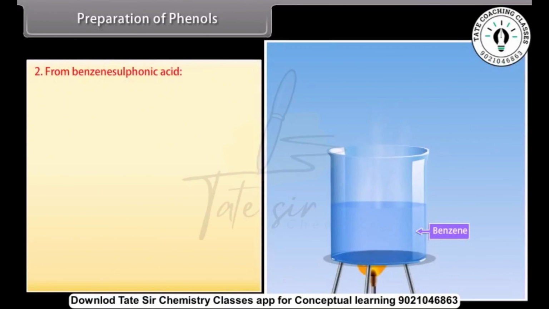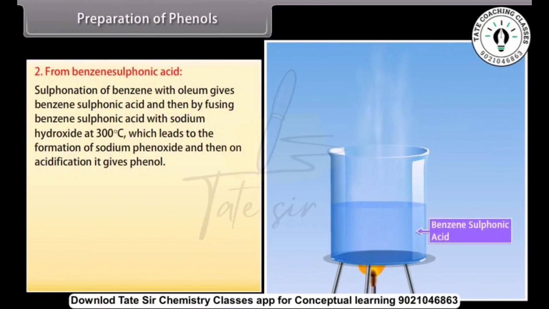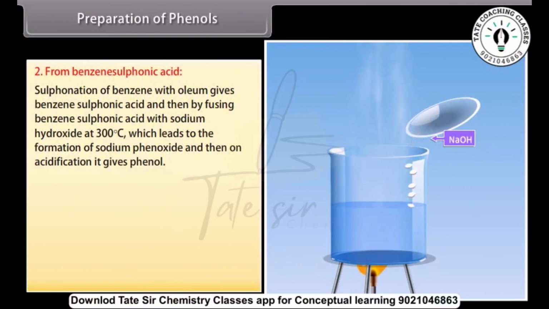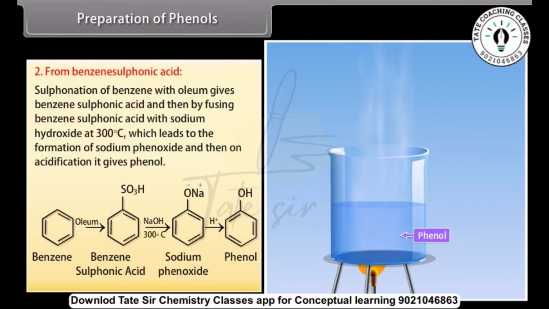From benzene sulfonic acid. Sulfonation of benzene with oleum gives benzene sulfonic acid, and then fusing benzene sulfonic acid with sodium hydroxide at 300 degrees Celsius leads to the formation of sodium phenoxide, and on acidification, it gives phenol. Benzene is sulfonated by using oleum, forming benzene sulfonic acid, and then on heating the solution with sodium hydroxide, it forms sodium phenoxide. On acidification of the solution, it results in phenol.